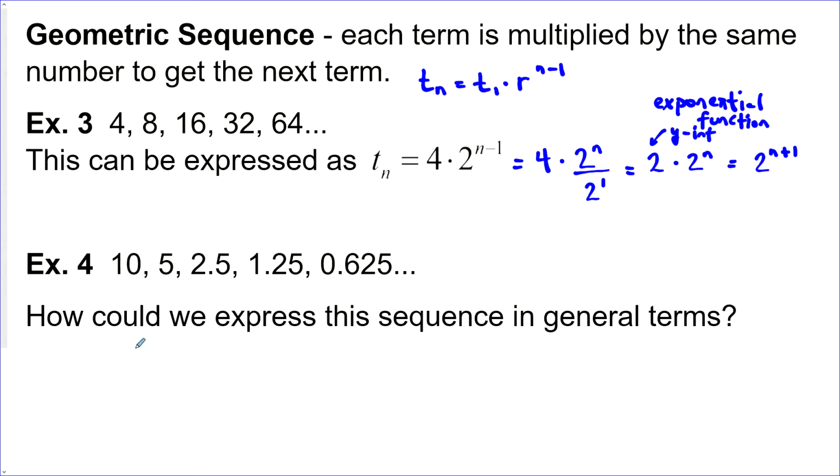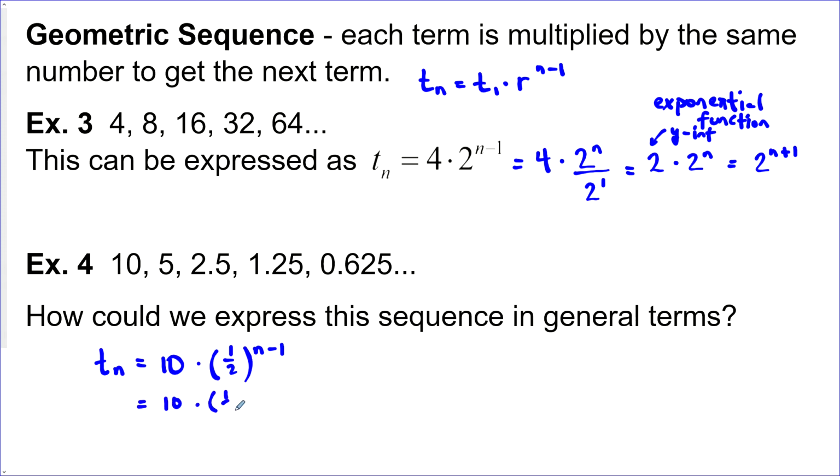How could we express this sequence in general terms? So we could start off with this equation here. So I'll do that this time. Tn is equal to T1 times the common difference, and that looks like it's a half each time. So half to the n minus 1 times. Now I'm going to simplify this. I don't like the minus 1 in the exponent, so let's get that out of there.